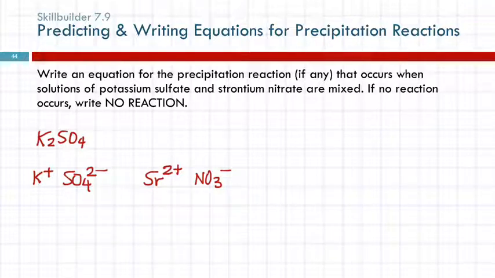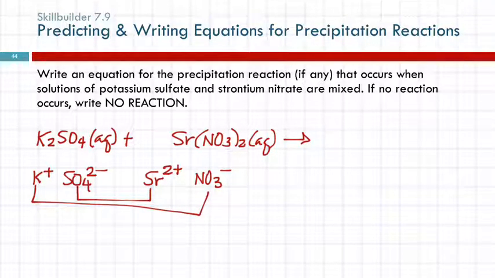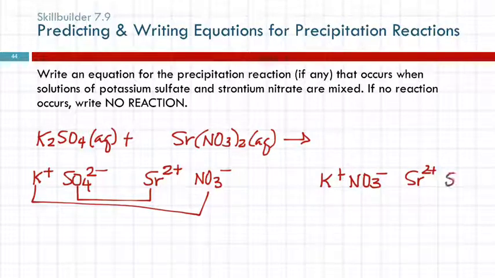So I need 2 potassiums with 1 sulfate. That's aqueous, because I'm told that these are solutions. Strontium and nitrate, I need 2 nitrates, so the charges add up to 0. Aqueous. Now I'm going to swap partners and see if anybody gets excited. K plus with NO3 minus, and strontium with sulfate.